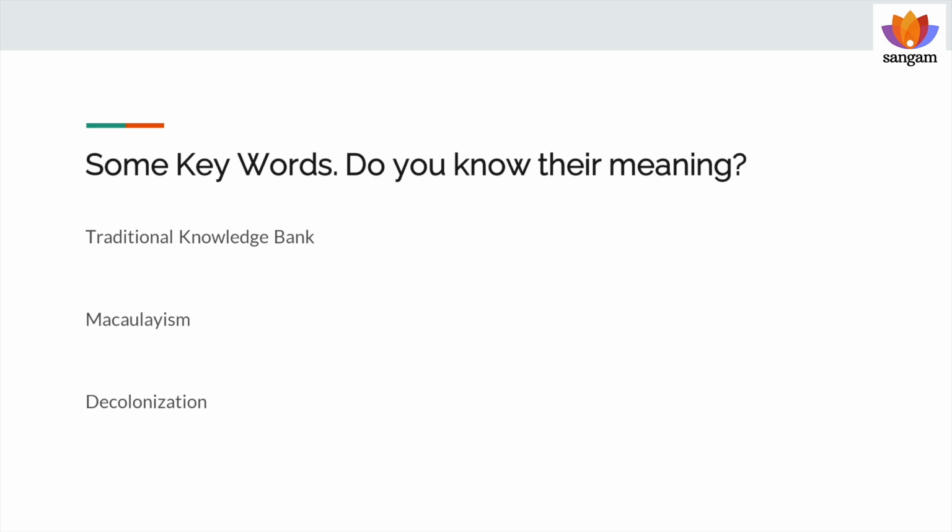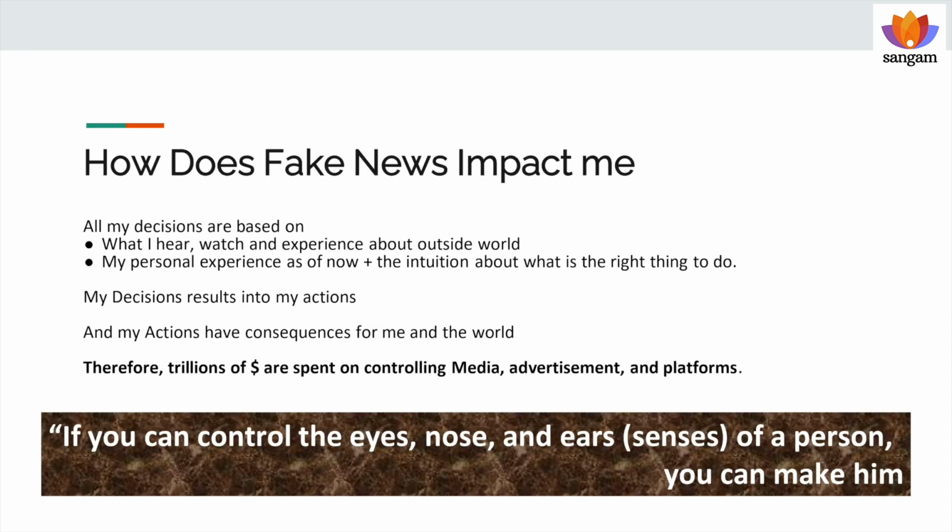Now in all this mechanism design, one of the important things is fake news, or the news which is provided to the people. So how does fake news impact us, which is very simple. How does it work? What exactly is it? All the decisions that we make are based on what we hear, watch and experience about the outside world, and then there are also some personal experiences and our own intuition that help us make decisions. Based on my decisions, we act on them. The actions then have consequences for me and the world.